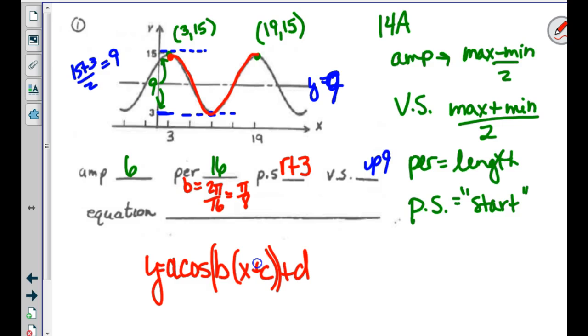or plus or minus c. We'll figure it out as we go. But what are we going to do? Y equals, what's our amplitude? Did we decide it was a positive cosine? No, flipping it upside down, right? And then cosine. Okay, but b goes in front of the x. The b is pi over 8, remember?